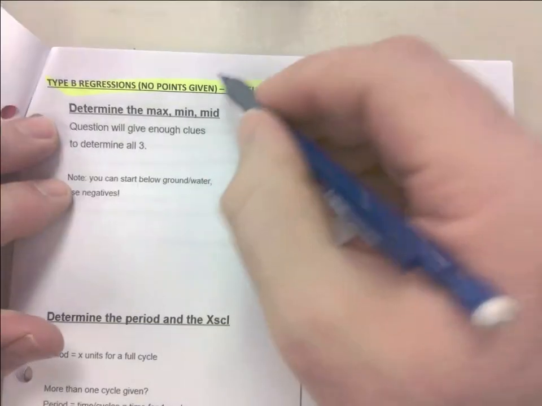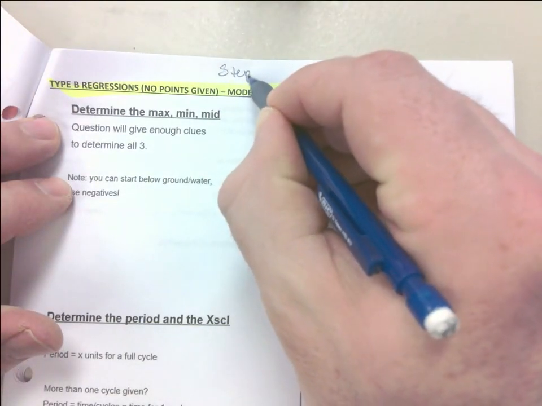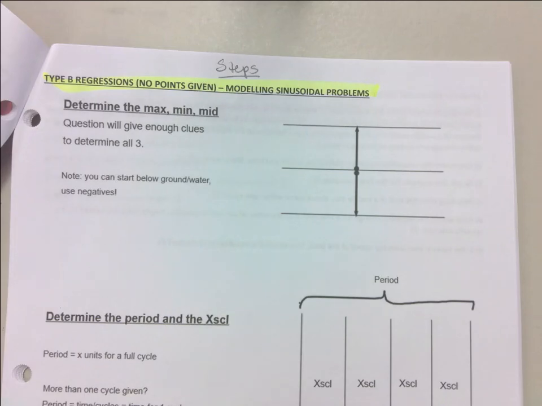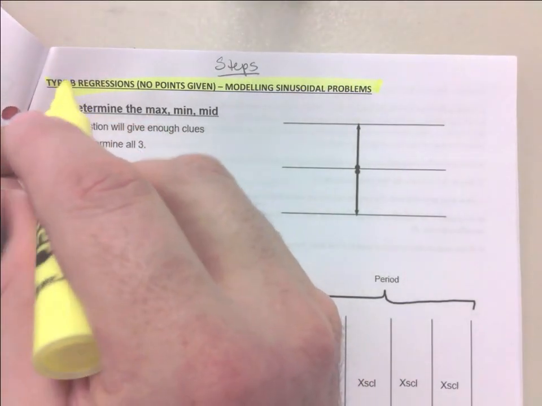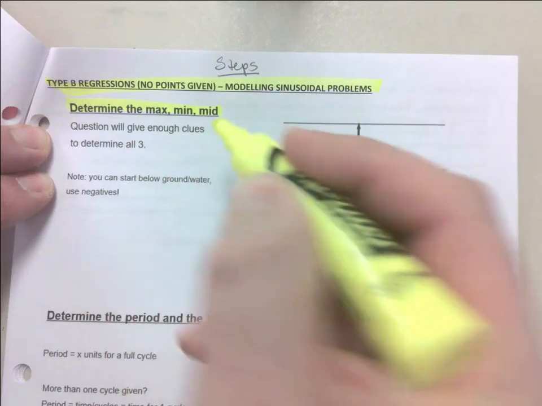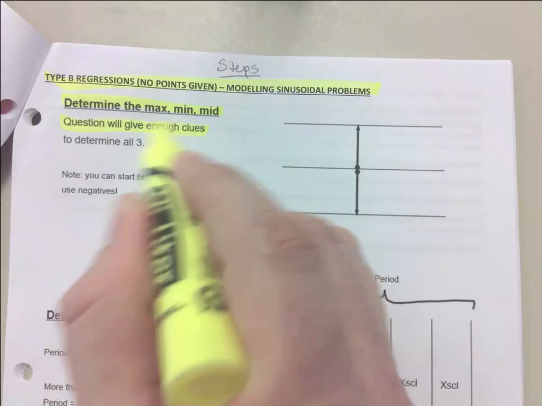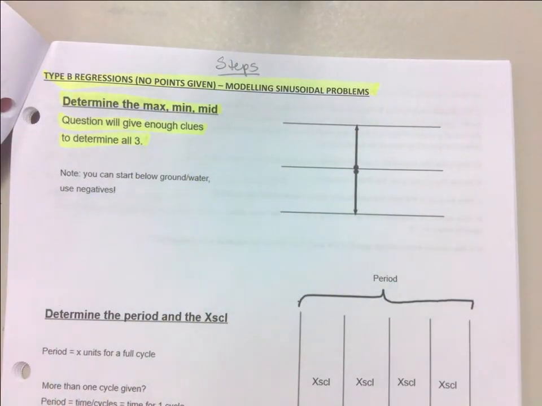So here are the steps that I kind of want you to go through. But these are just suggestions. I'm not saying you have to follow this every time. But the first step that I normally take is determine the max, the min, and the mid. The question will give you enough clues to determine all three. Okay? I will use a different color for this part here.